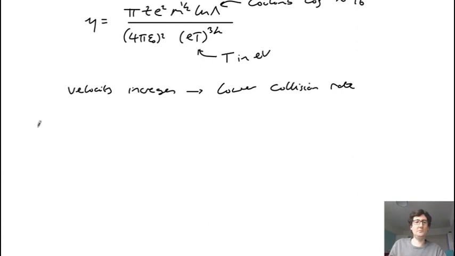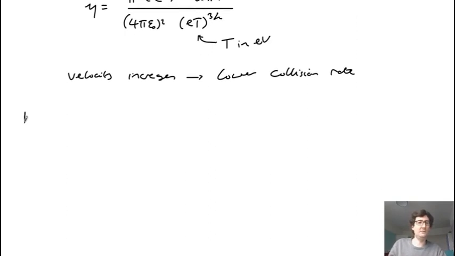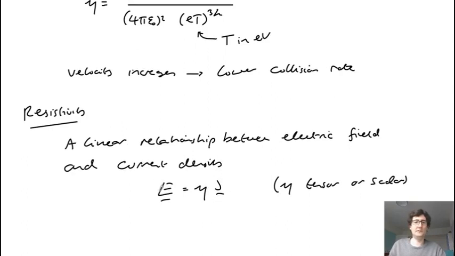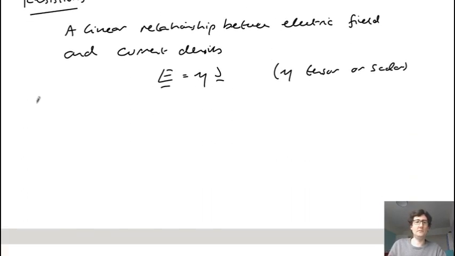In general, what we're looking for when calculating resistivity is a linear relationship between the electric field and the current. So you want something like the electric field E equals eta times J, where eta may in general be a tensor. So we might have a tensor relationship, but at least it's a linear relationship between the current and the electric field. We'll look at how you get this.